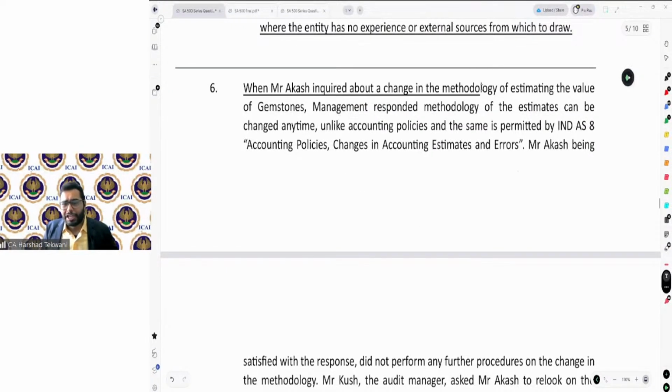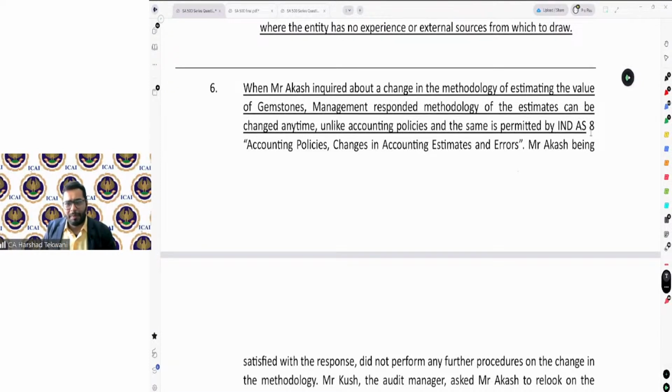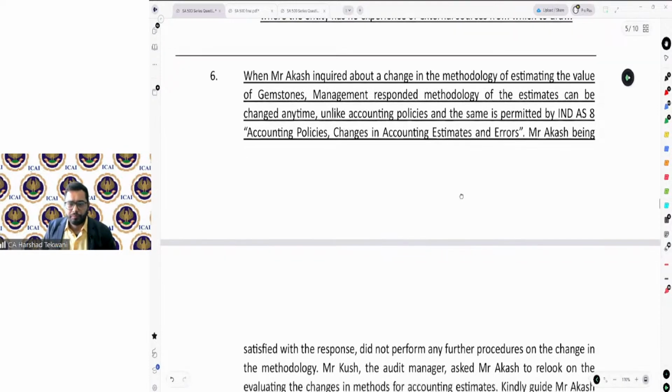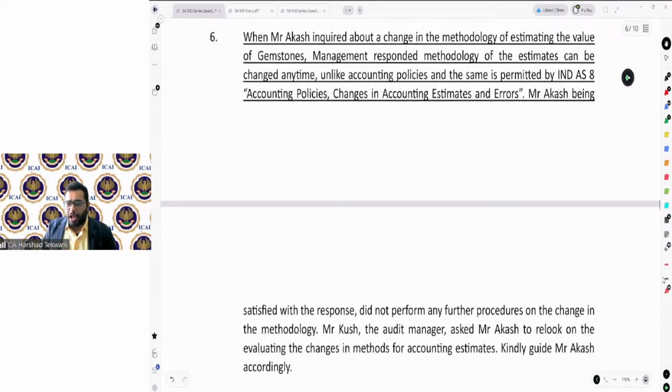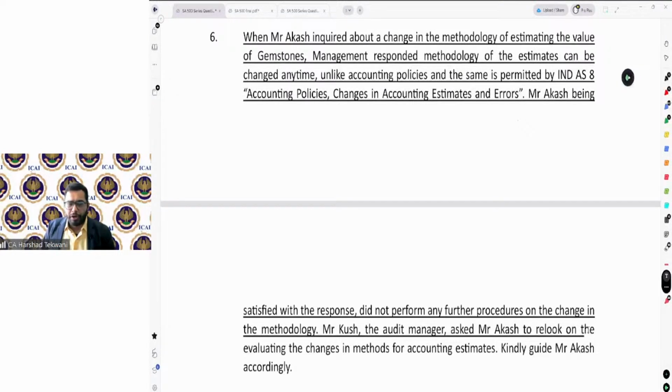When Mr. Akash inquired about a change in methodology of estimating the value of gemstones, management responded that the methodology of estimates can be changed anytime, unlike accounting policies, and the same is permitted by NDS 8, that is, accounting policies, changes in accounting estimates and errors. Mr. Akash, satisfied with the response, did not perform any further procedure on the change in methodology. Mr. Kush, the audit manager, asked Mr. Akash to relook at the evaluation of the changes in methods for accounting estimates. Kindly guide Mr. Akash accordingly.